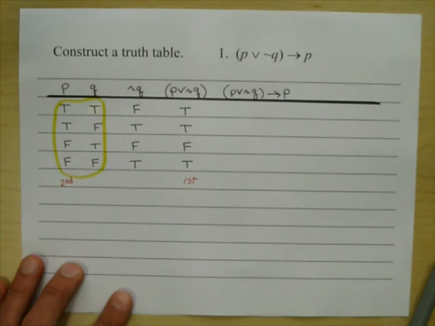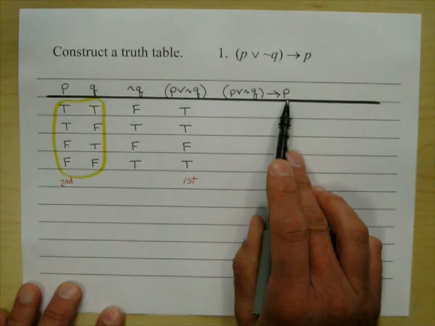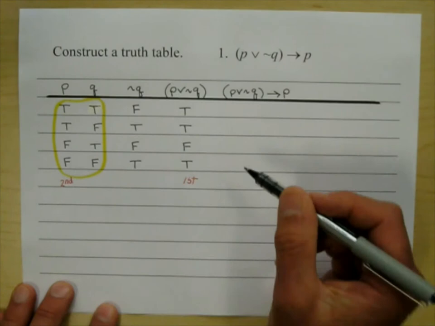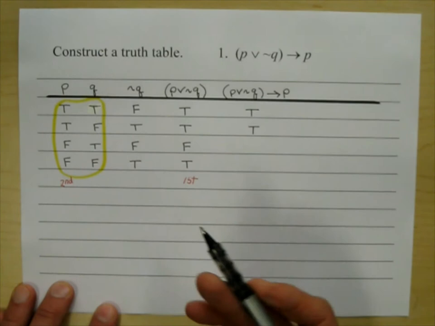So watch this. Oh, okay, so the if-then is only false when you have if true, then false. Otherwise, it's going to be true. So watch this. If true, then true. That is true. If true, then true. That is true. I know what you're thinking. It doesn't seem to make a difference on this, but we're not done.